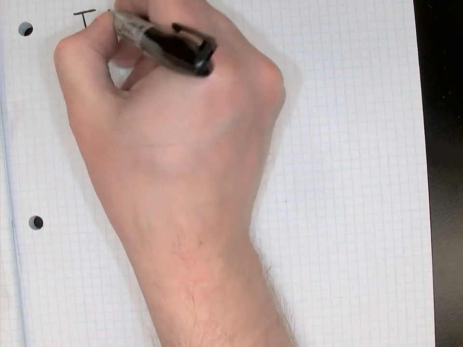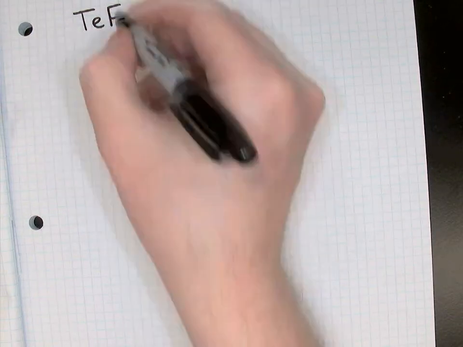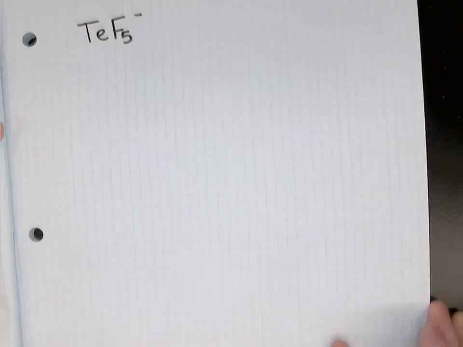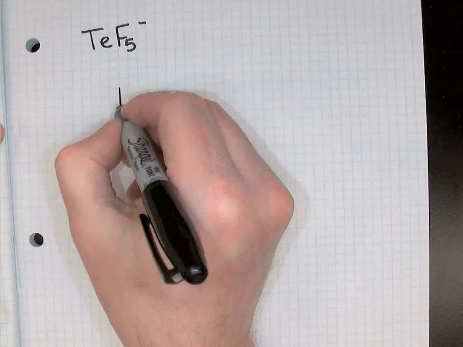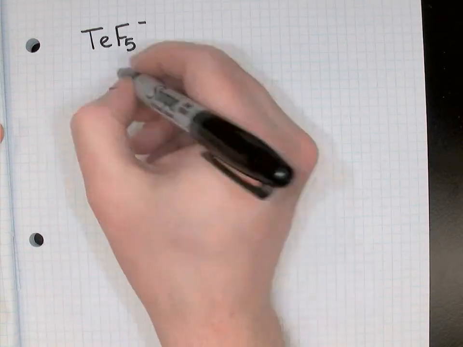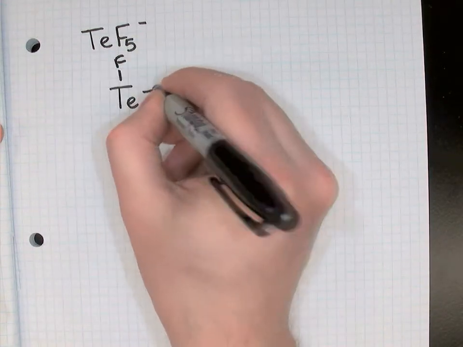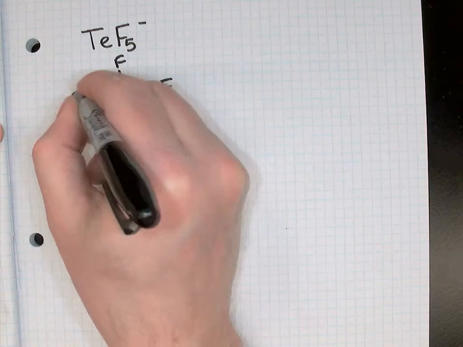TeF5, tellurium pentafluoride, and it has a charge of -1. So pause the video and try drawing its Lewis diagram. Tellurium would be the central atom here, and we have 5 fluorines bonded to it.